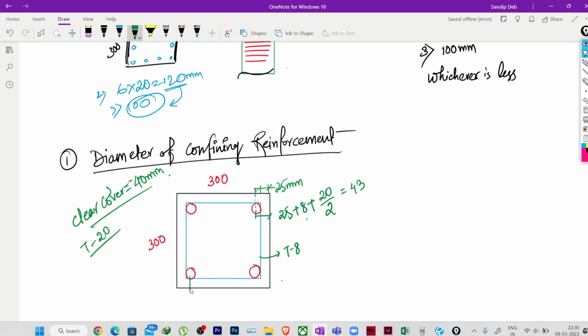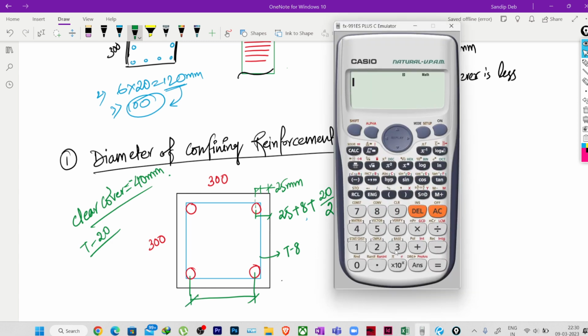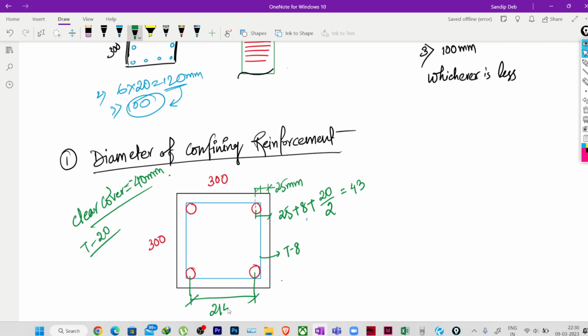So this center to center we are getting basically 300 minus 2 into 43. Okay, so 214, which is less than 300 mm. So if this distance is less than or equal to 300 mm, in that case there is no requirement of any additional tie. You can provide a rectangular tie itself, right? Rectangular tie itself.